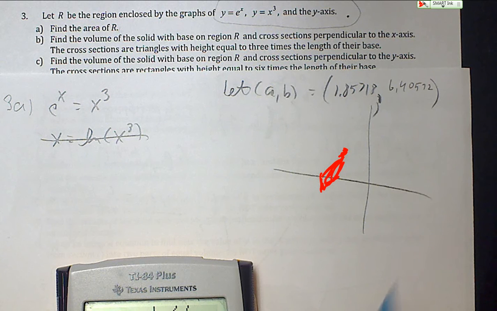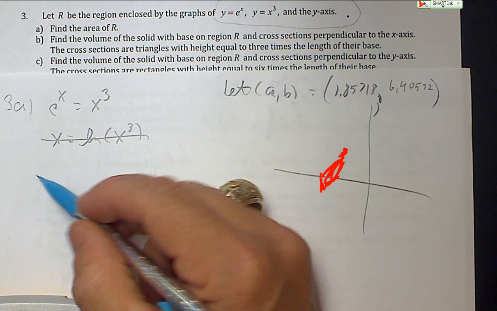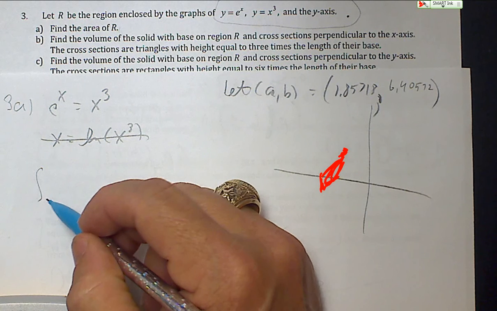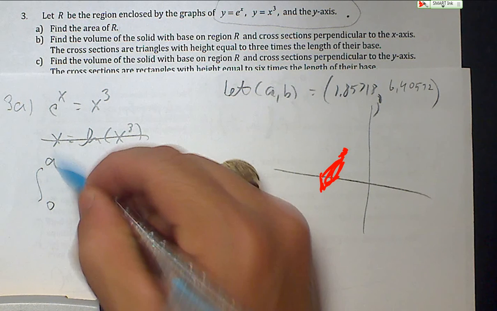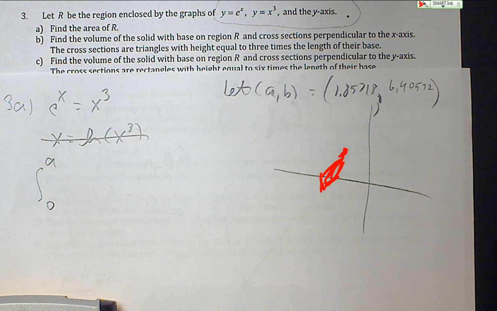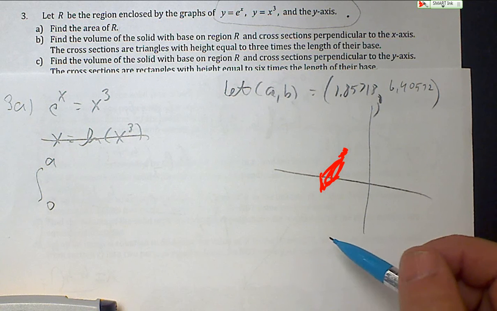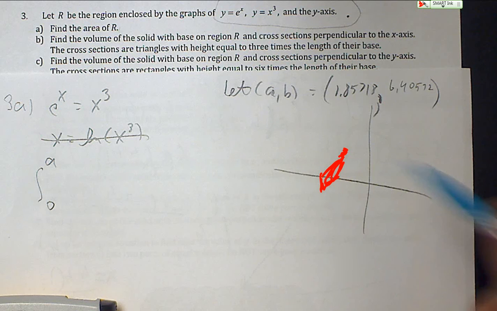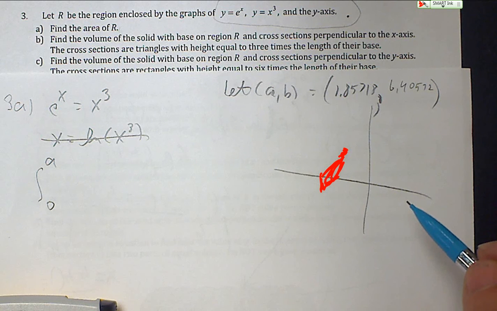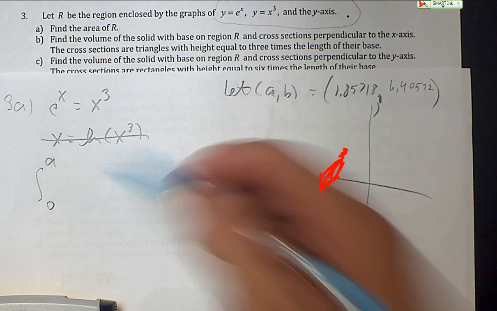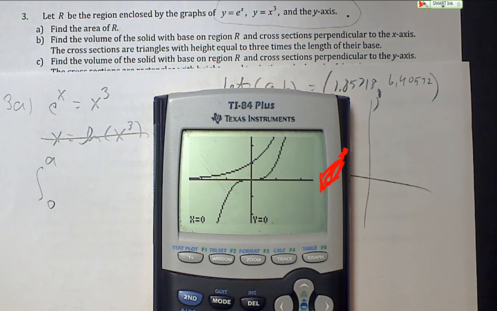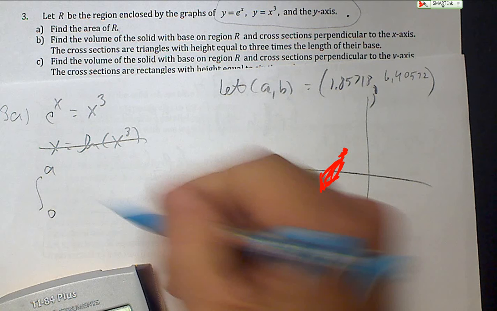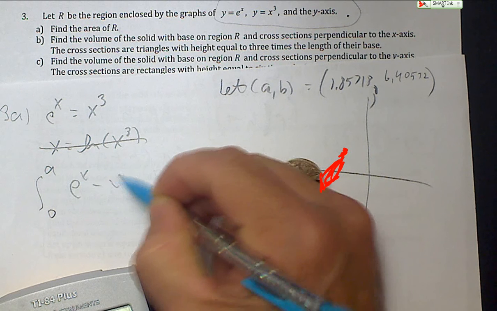So if we're talking about the area, I'm going from 0 to what? A. 0 to A. Then I'm talking about the x, right? I'm going this direction, from 0 to A. Which one is above the other one? X cubed is above, I think. No. X cubed is... Nope. You were right, Alex. So it's the integral of the top function dx minus x cubed dx.